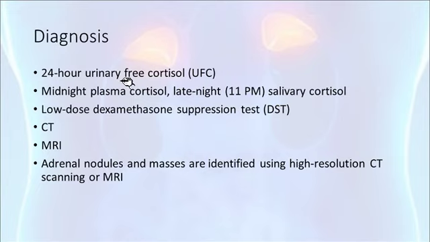CT scans sometimes fail to detect the source of ACTH in approximately 40% of patients with ectopic ACTH secretion. And for this, you may actually need to then do a scan using octreotide as such, but that is a bit beyond this particular course, and we will not go too much into detail on that section. Adrenal nodules and masses are identified with high-resolution CT scanning or using an MRI.